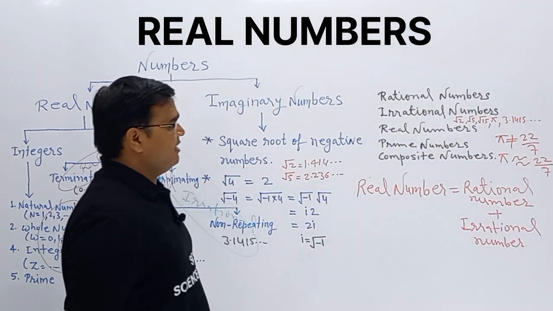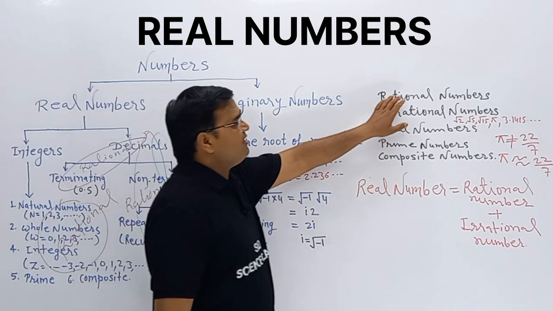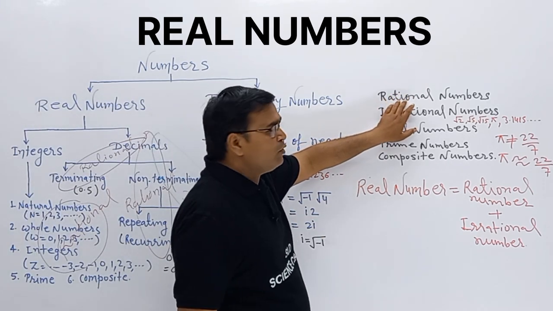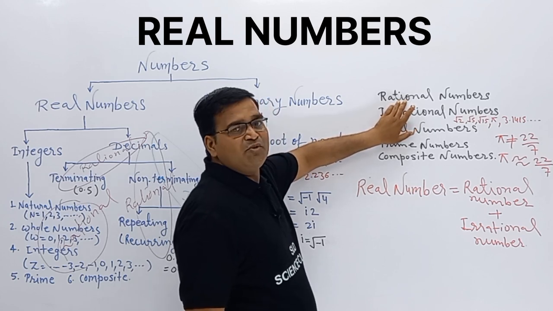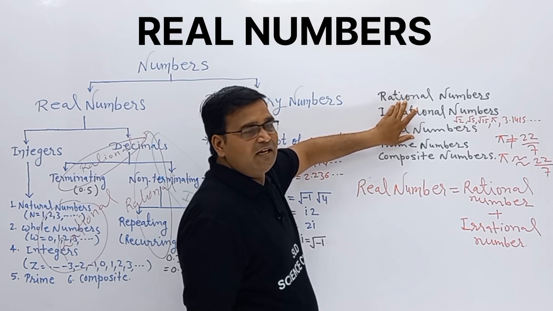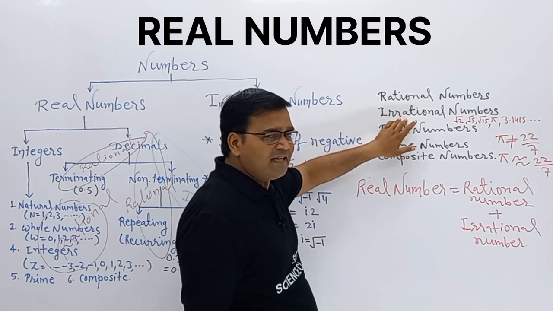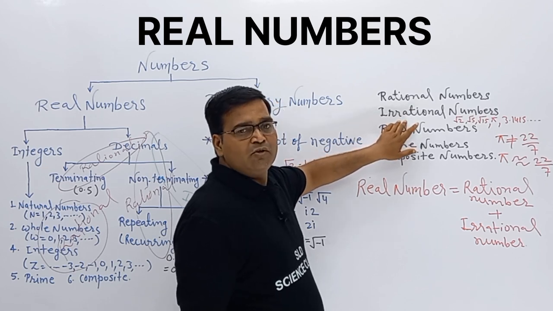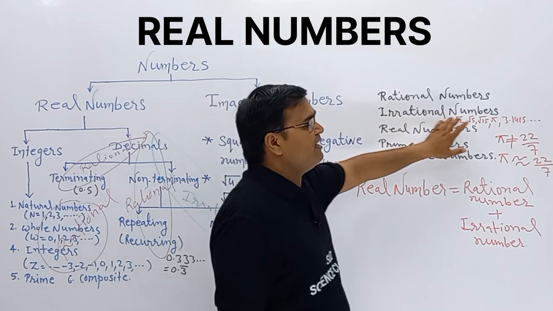What are we saying? Listen, real numbers. We study rational numbers expressed in the p upon q form. All integers are rational. Terminating decimal expansions and non-terminating repeating decimal expansions are rational numbers. Those which are not rational are called irrational, and what are they? Non-terminating, non-repeating decimal expansions are irrational.